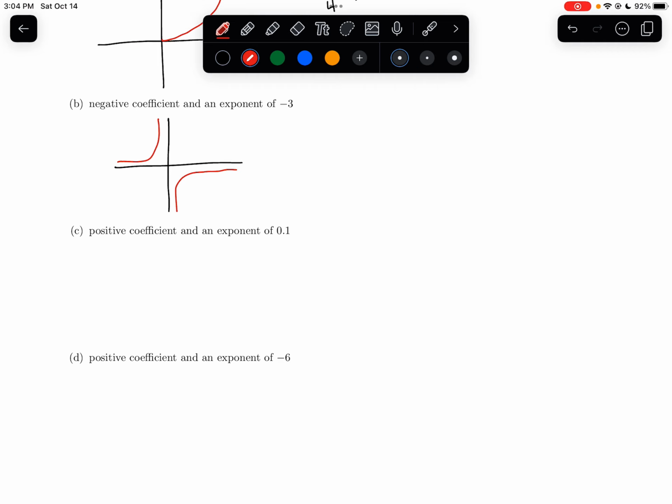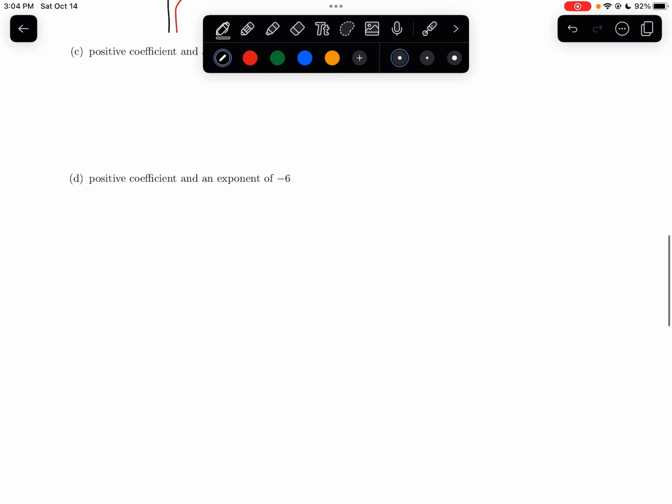And for the last one, let's do part C for now. But this one, you have exponent that's a negative integer, and it's an even number. So if you had a positive coefficient, which we do, it would look like this. The branches would both be in the upper plane. And if it's a positive coefficient, it just stays there. So that would be your answer for that.